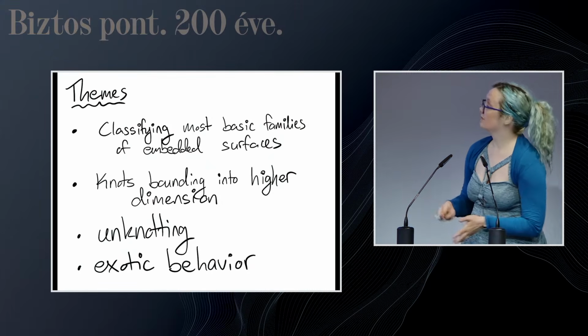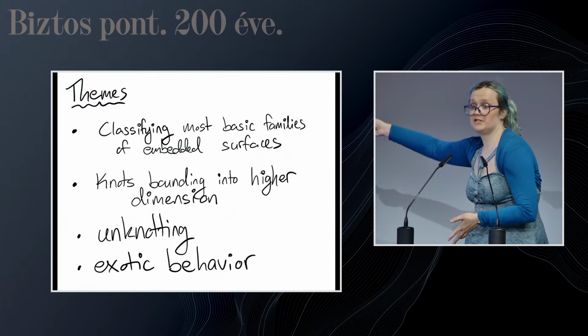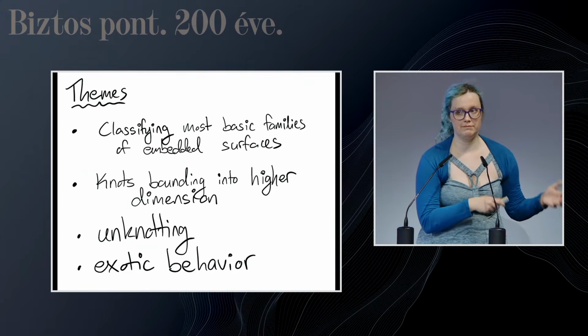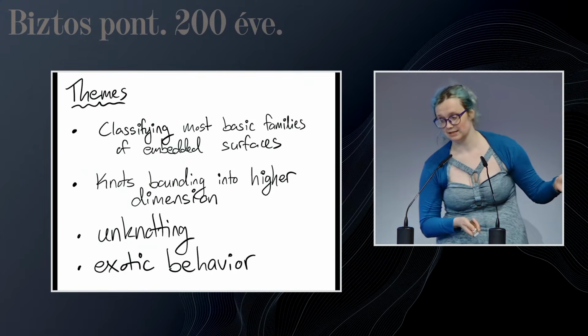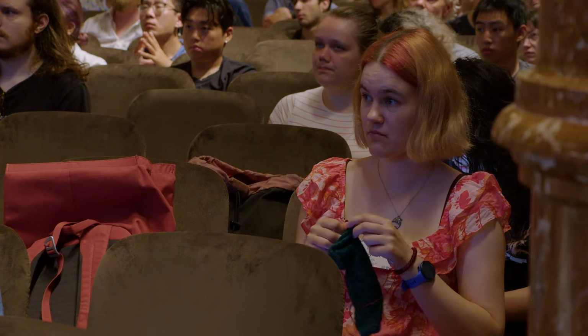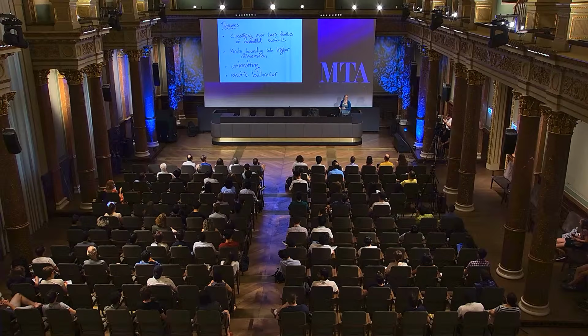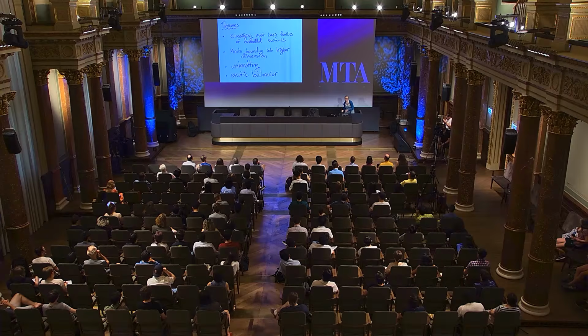And for the most part, all of the results that I just flashed up on the screen fall in the categories of classifying families, which again, we're bad at in this dimension, by which I mean 4. Knots bounding in higher dimension, that of course includes classical knots, questions of sliceness and ribbonness, but that's still something that is interesting in higher dimensions. I'm going to try to tell you something about surfaces bounding into 5. Unknotting questions, which can mean a lot of different things, but that has always been a motivation in the study of knot theory. And then exotic behavior, which is not the only thing, but it's a very important aspect in this field.